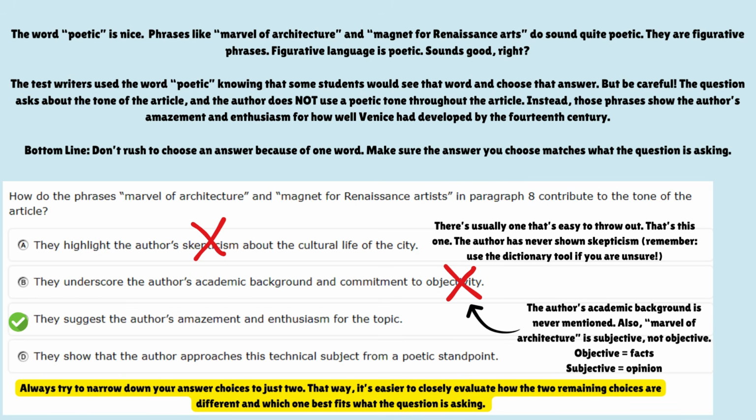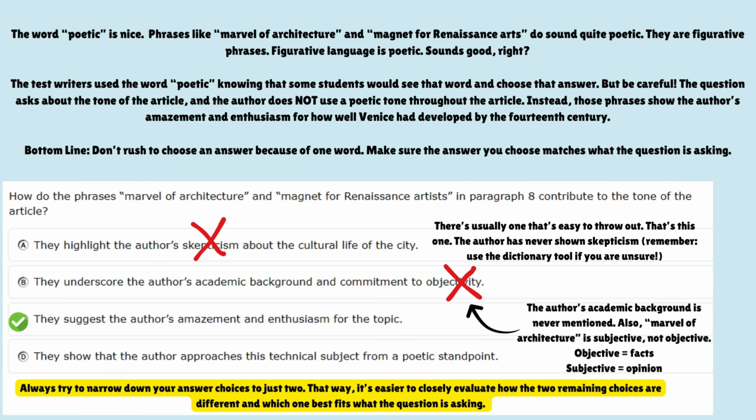All right, so the correct answer here is C. They suggest the author's amazement and enthusiasm for the topic. So which ones did we eliminate right away? We eliminated 2, and that's always good if you can eliminate 2, because then you can really compare the 2 remaining side by side to evaluate how they're different and which one is going to be ultimately the best choice.